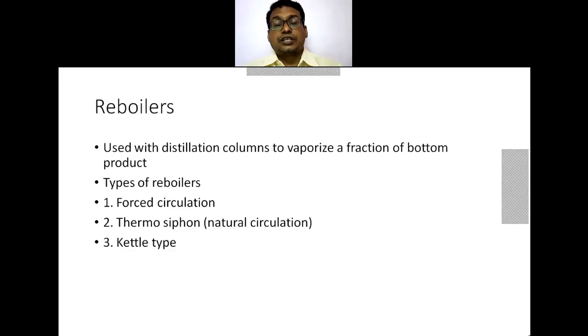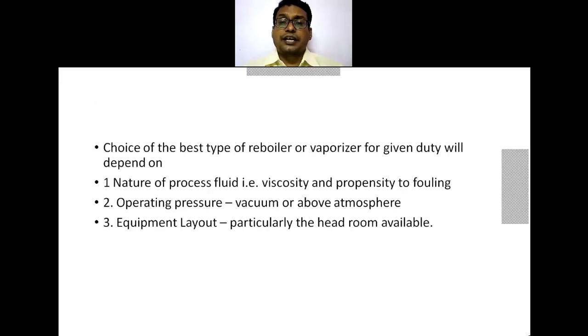Now the types of reboilers are the forced circulation reboiler, the thermosiphon reboiler, also called the natural circulation reboiler, and the third type, the kettle type reboiler. So we are understanding these three types. Reboilers or vaporizers generate the vapors, and in a distillation column the same liquid is boiled again and again, and that is why it is called a reboiler.